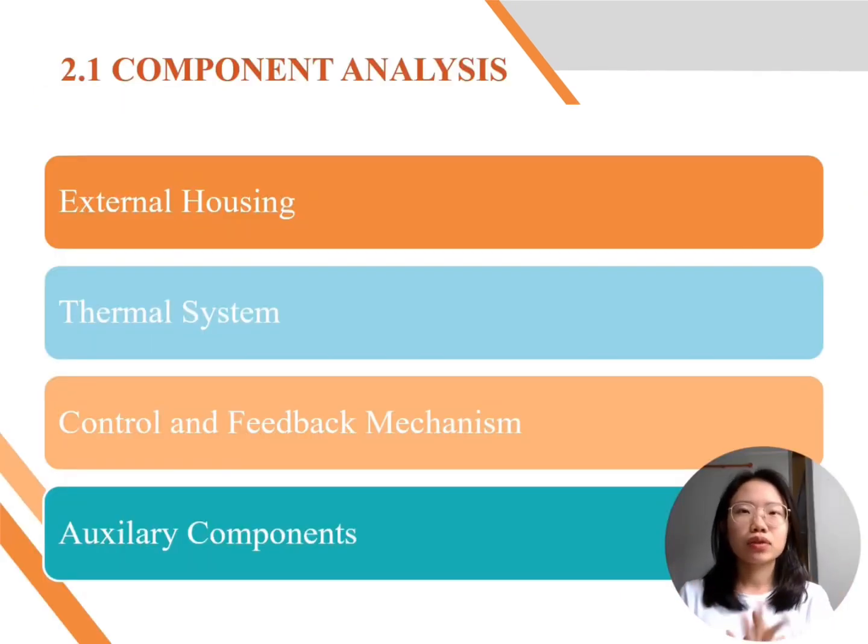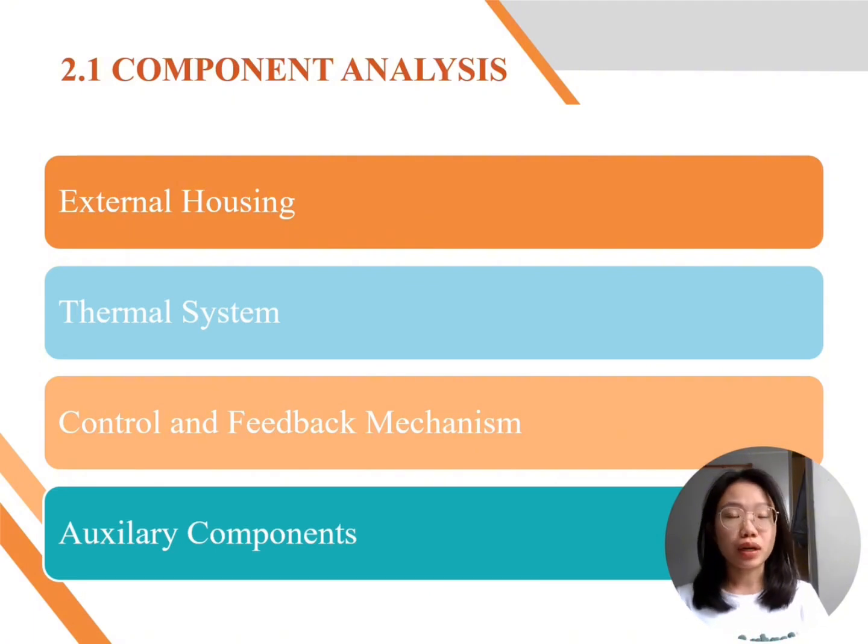Hi everyone, now I'm going to continue our presentation with the detailed specification of the final rice cooker. When we are selecting materials for the rice cooker, the properties of the material must align with the product's function. So it is important that we analyze all the components that form the final product. In the rice cooker, the components comprise four main functional groups, namely external housing, thermal system, control and feedback mechanism, and the auxiliary components.